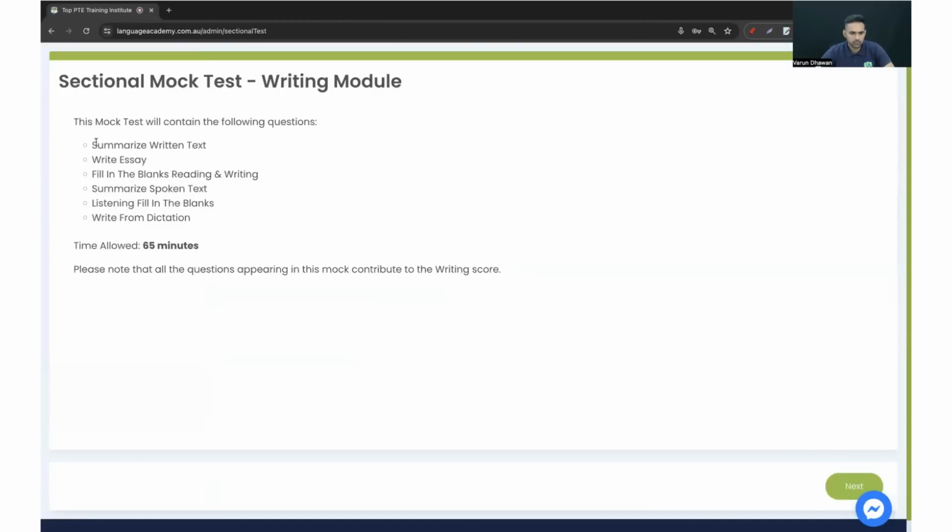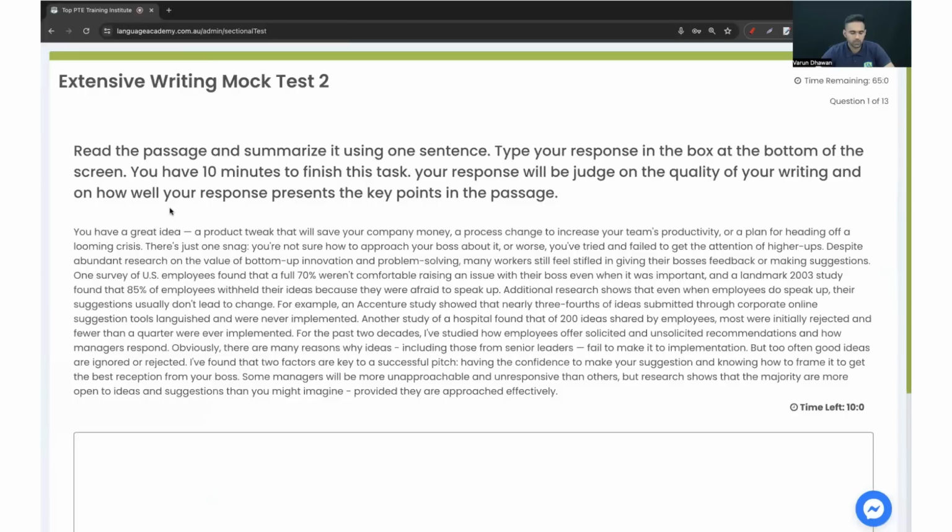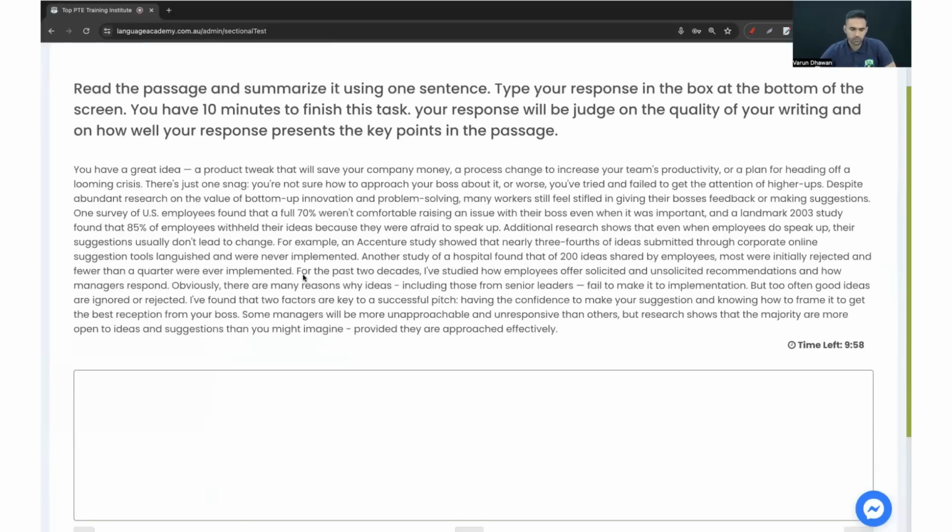In this mock test, we'll have summarize written text, essay, fill in the blanks, summarize spoken text, listening, fill in the blanks, and write from dictations. Summarize written text. What you have to do, I always tell you, this is the easiest task. You do not have to waste your time, your energy, anything. You have to just select 2 to 3 sentences, maximum 4 sentences, and join those sentences using connectors.